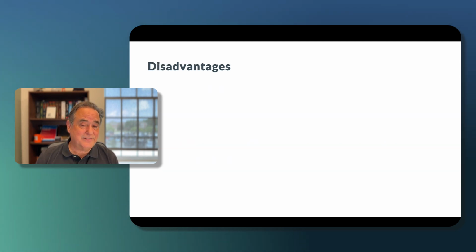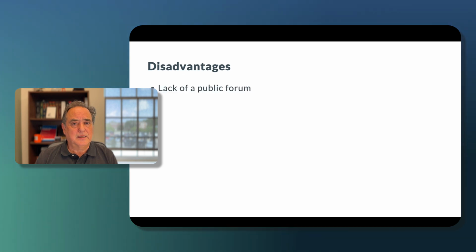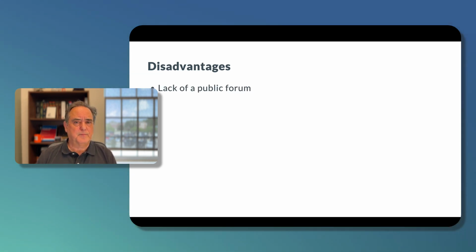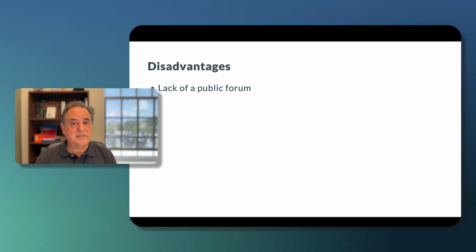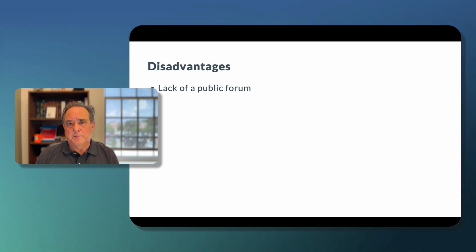Now, there are disadvantages to arbitration as well. First of all, there is the lack of a public forum. I mentioned racial discrimination a while ago. Racial discrimination is a claim that in employment may be subject to arbitration. Well, racial discrimination claims are based on a statute, Title VII of the Civil Rights Act of 1964. These are public laws, but they're being decided in a very private method.